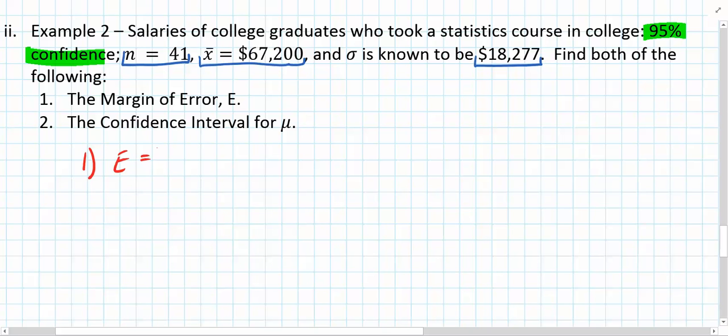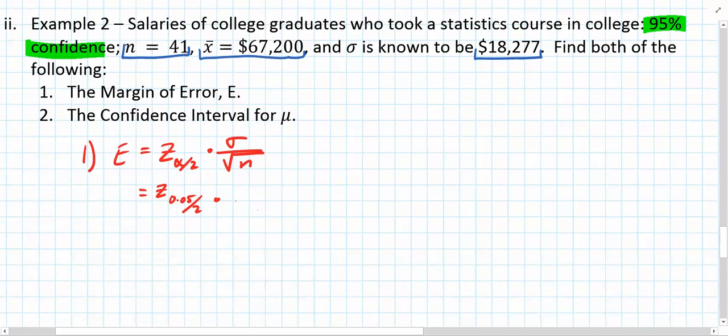Well, the margin of error, again, is equal to z sub alpha divided by 2, our critical value, times sigma divided by the square root of n. And in this case, alpha is 5% because it's the complement of 95%. So we're looking for z sub 0.05 divided by 2, times sigma divided by the square root of n. And we know that sigma is 18,277, and we're going to divide that by the square root of 41.